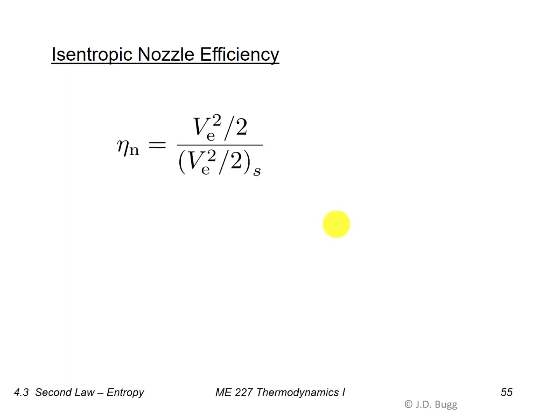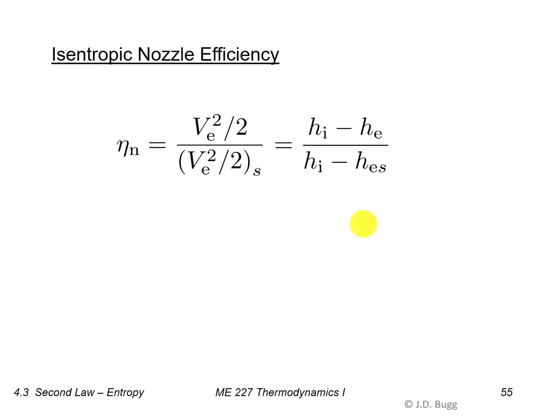The last component that we'll look at is the isentropic efficiency of a nozzle. And this is just defined as the actual kinetic energy at the exit, V squared over 2, where the subscript E reminds us it's the exit, divided by what that kinetic energy would have been if it were isentropic, so no friction or sudden expansion or anything in the nozzle. And that kinetic energy is always going to be larger. So the isentropic efficiency of a nozzle is the real case over the ideal case, and that'll always be less than 1. And how close to 1 it is is a measure of how close to isentropic that process is.